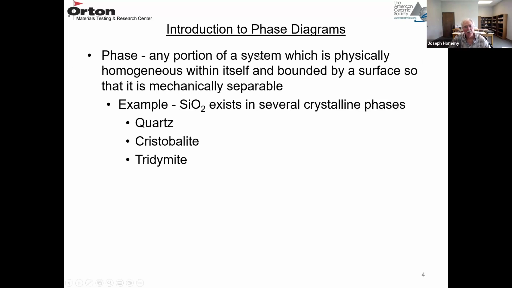A phase is a portion of a system which is physically homogeneous and bounded by a surface. So you can mechanically separate a phase. So another example would be SiO2. It has more than 3 crystalline phases, but the ones important to us are quartz, cristobalite, and tridymite. So these phases can be mechanically separated in this type of system, the SiO2 system.